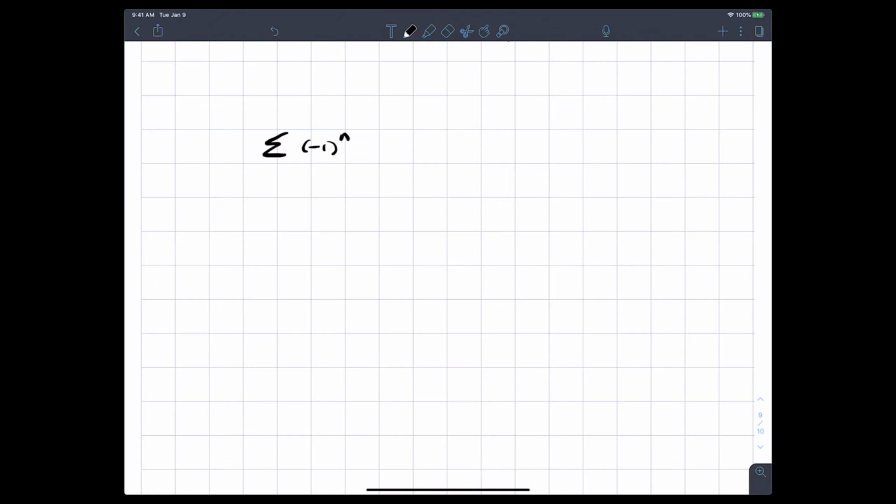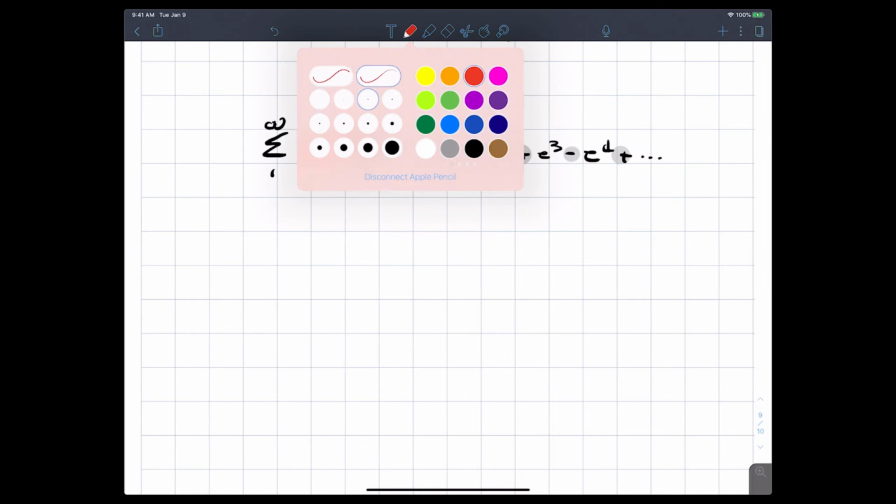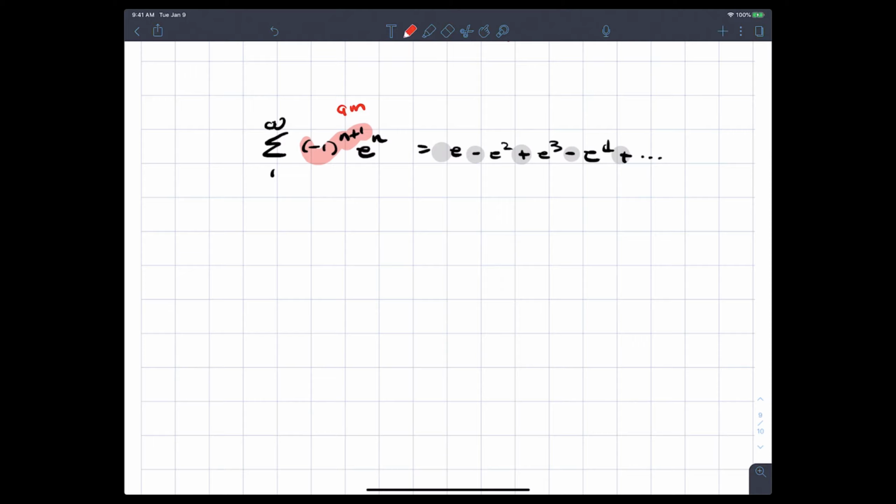Negative 1 to the n, and I'm going to say this will be e to the n. And you say, oh my God, what's this going to be? And let's do this, n plus 1. So you say, oh, is that going to be e? It is. Minus e squared plus e cubed minus e to the fourth, and so on. And the point is, it's alternating because you have this alternating mechanism, right? AM for alternating mechanism. And then you have an issue.